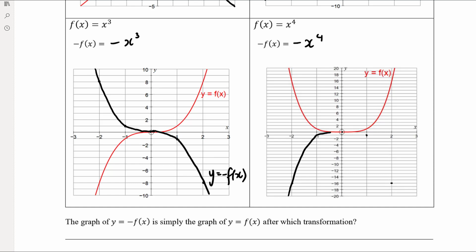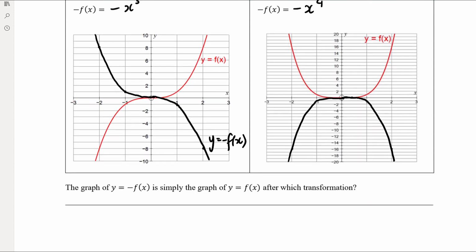And so we can generalize that to every other graph type. If I now introduce a new graph shape to you, and I say this is f of x, sketch me negative f of x, you would simply take that shape and reflect it in the x-axis. So generally speaking, negative f of x is the graph of f of x after reflection in the x-axis. That means each of the y-coordinates becomes negative.